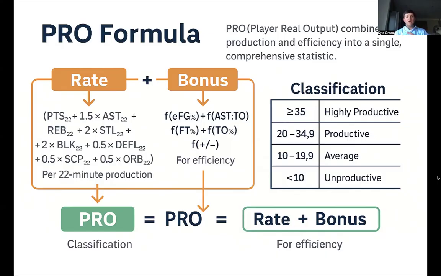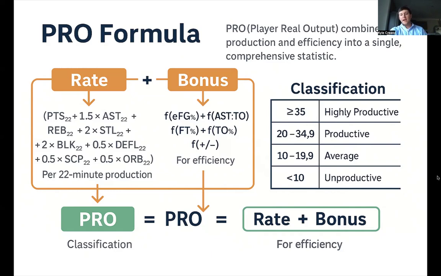Now, there also is a bonus that is added after that number is created. That bonus takes effective field goal percentage, assist to turnover ratio, free throw percentage, turnover percentage, and plus minus. It has a score rating for all of those, and it adds bonuses. Those bonus numbers are actually adaptive depending on how your team is performing.